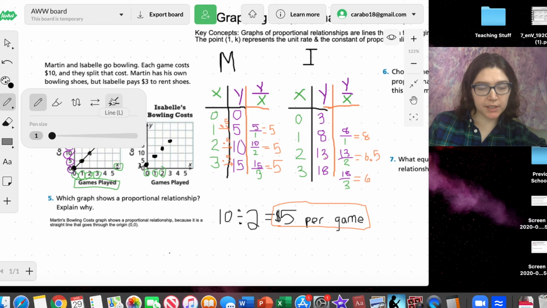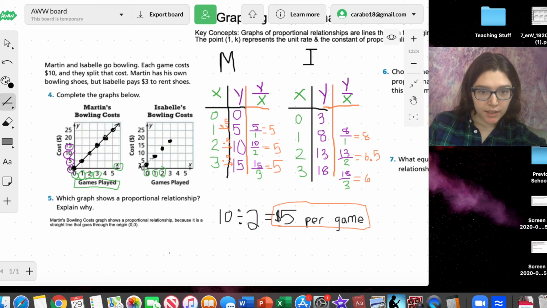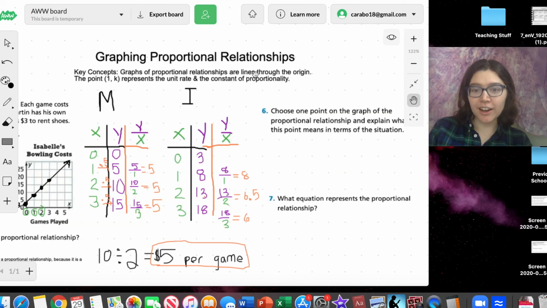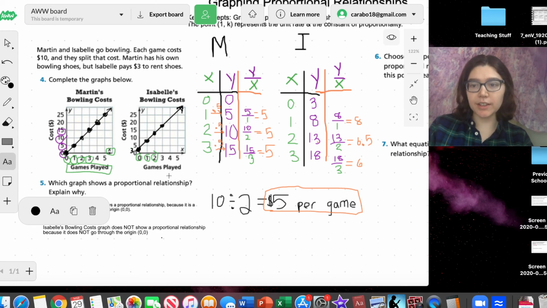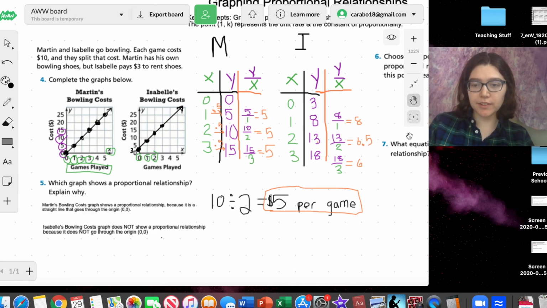Let's see if those form a line. Yeah, it seems like that pretty nicely. Those form a line. That line does not go through the origin. It does not go through 0, 0. It goes through 0, 3 instead. Okay, so graphs of proportional relationships are lines. We have that quality, but they also must go through the origin. We're going to continue looking at this problem, just a few other questions.